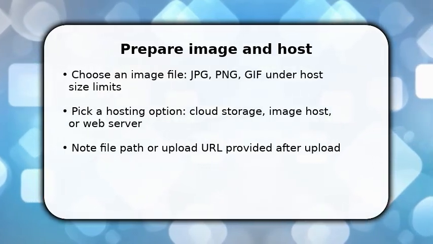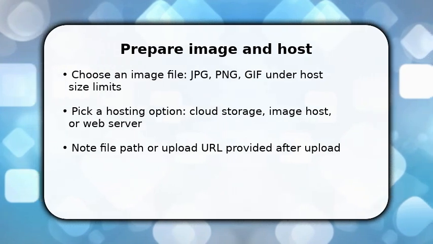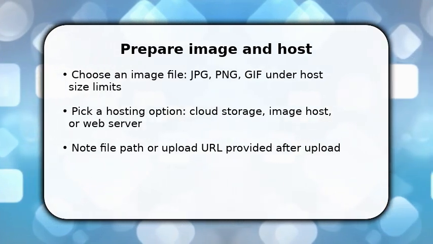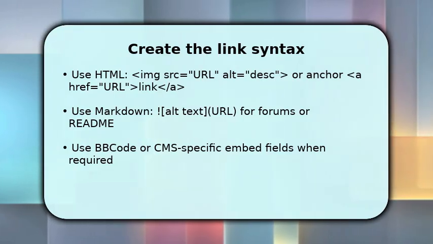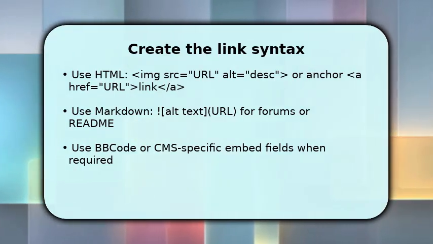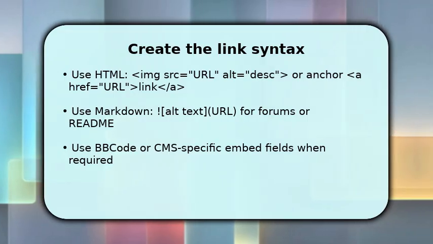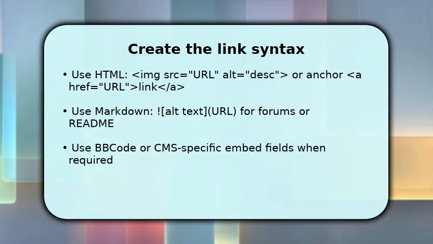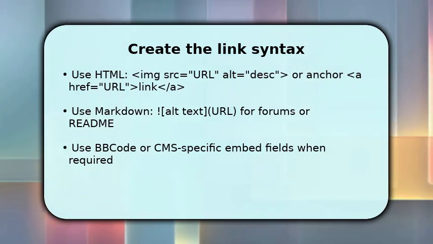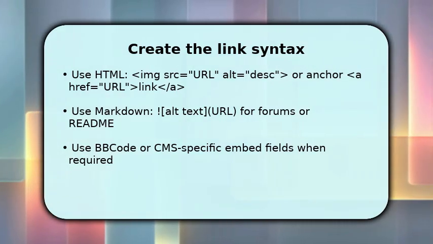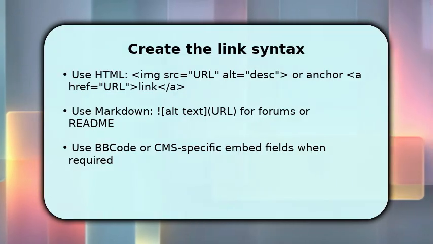Now build the actual link or embed code for your destination. If you're adding to a web page, use img src equals URL alt equals description. If you want a clickable image, wrap it in a href equals target. For markdown-friendly platforms, use alt text URL. Once done, replace URL with the direct image link you copied earlier and fill alt text for accessibility.